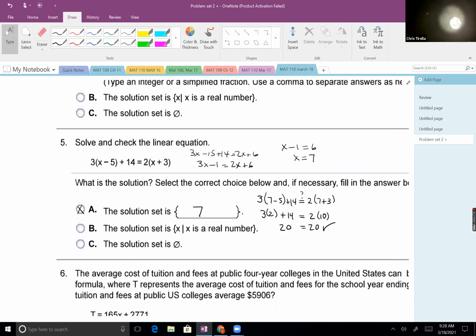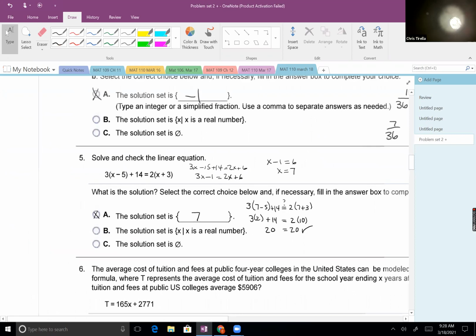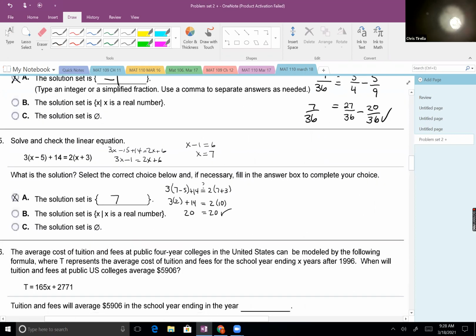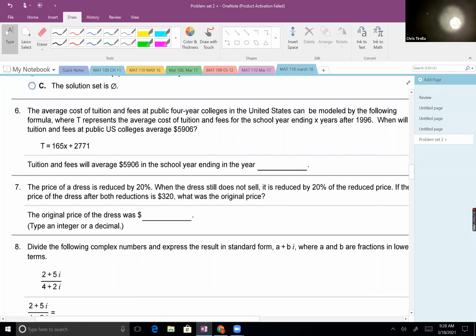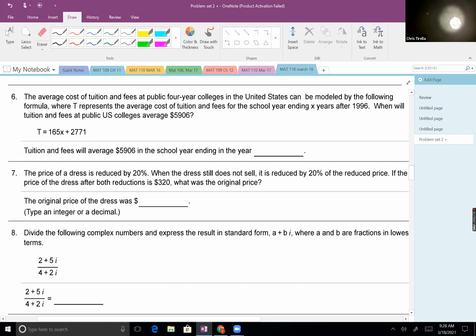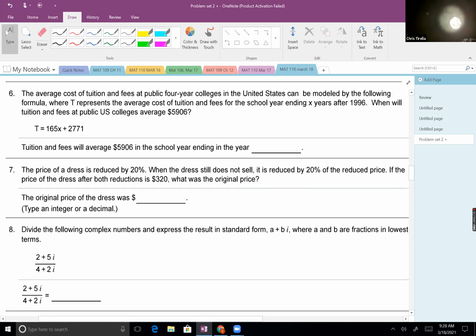I think the next 2 are word problems. The second one is quite wordy. The first one, not so bad. First one says the average cost of tuition and fees at a public 4-year colleges in the United States can be modeled by the following formula, where T represents the average cost of tuition and fees for the school year ending X years after 1996. When will tuition and fees at public colleges average $5,906?